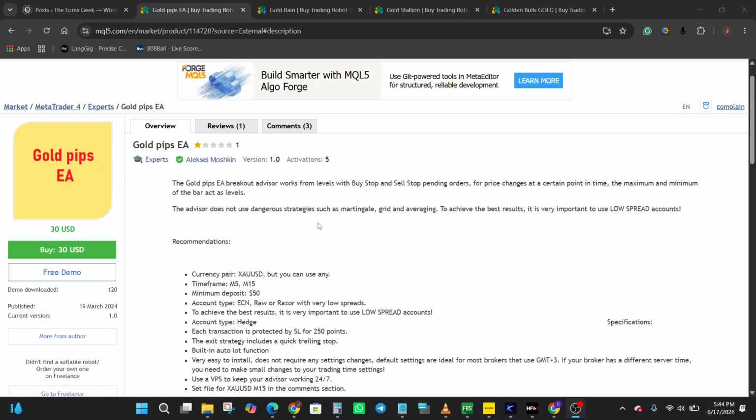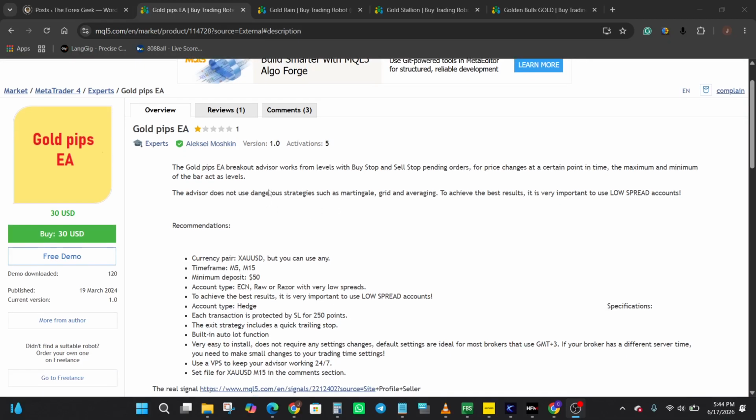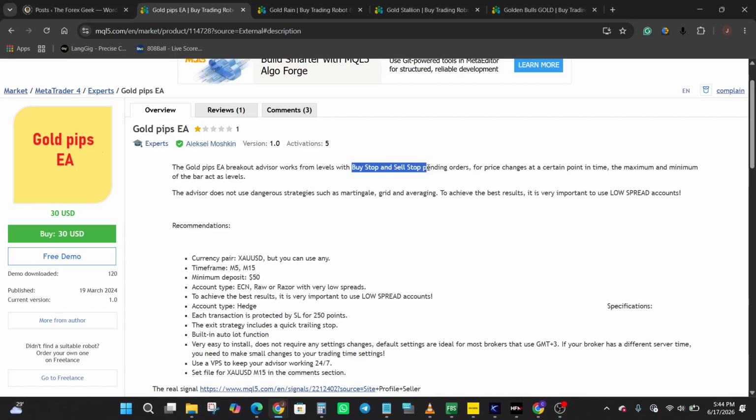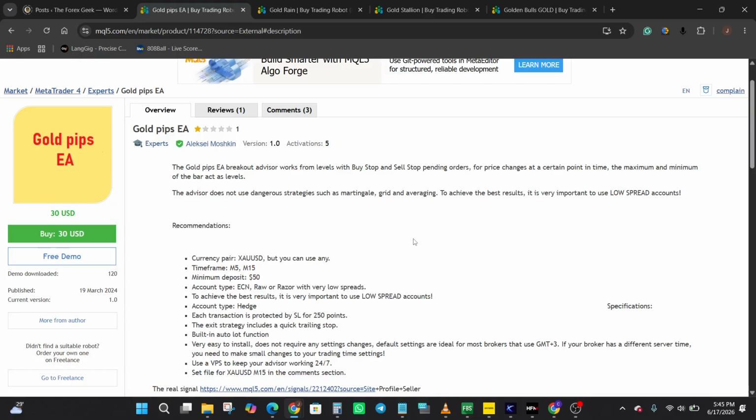So starting with the Marketplace page, Gold Pips EA is currently priced at $30 and is listed as version 1.0. According to the developer, this is a breakout-based expert advisor that works using buy stop and sell stop pending orders. The system places orders around price levels with the high and low of a bar acting as breakout levels for potential trade entries.